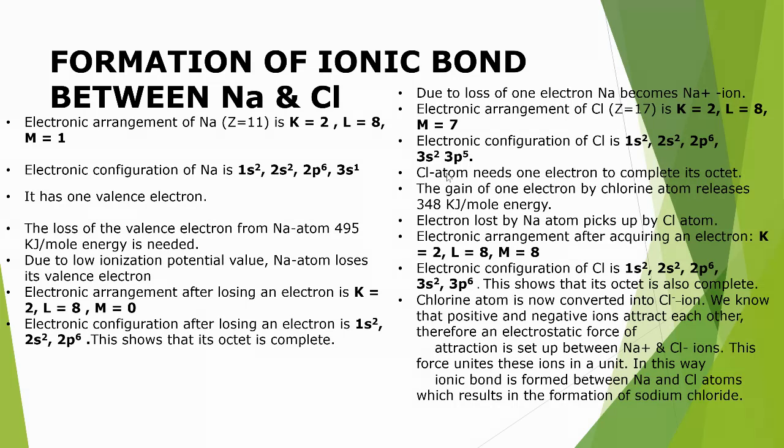We know that positively and negatively charged ions attract each other. Therefore, an electrostatic force of attraction is set up between the positively charged sodium and the negatively charged chloride. This force unites these two ions in a unit. In this way, ionic bond is formed between sodium and chlorine atoms, which results in the formation of sodium chloride.